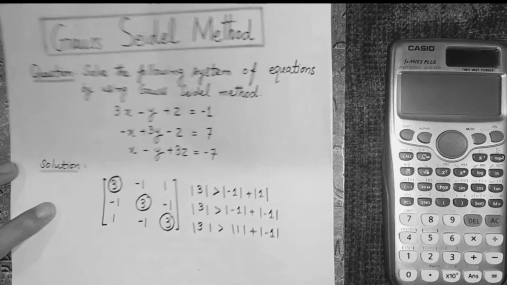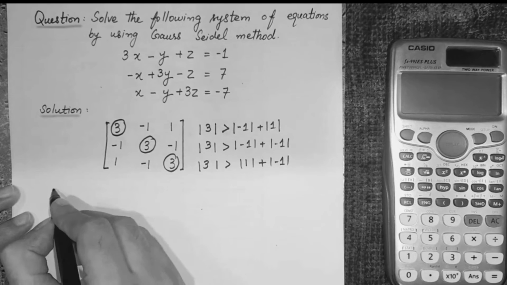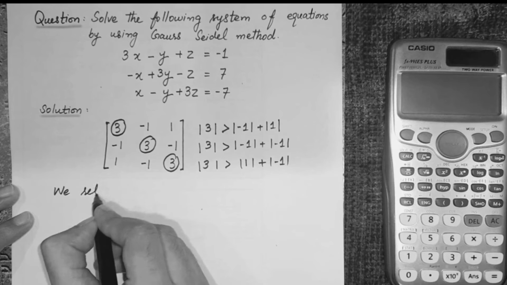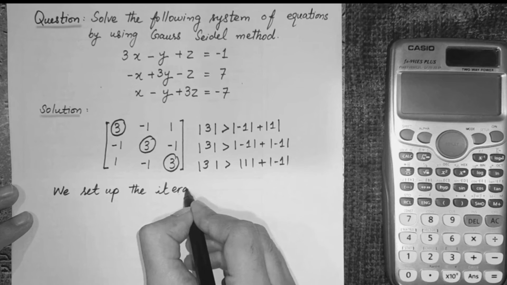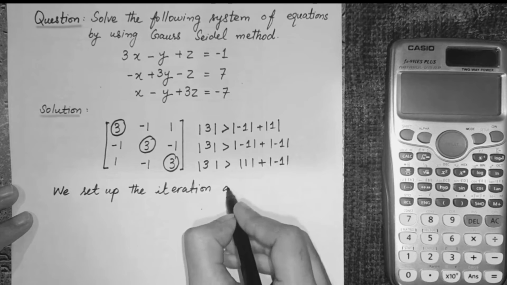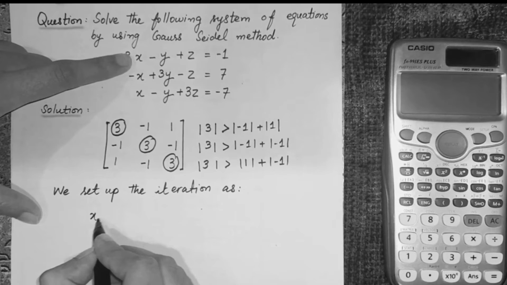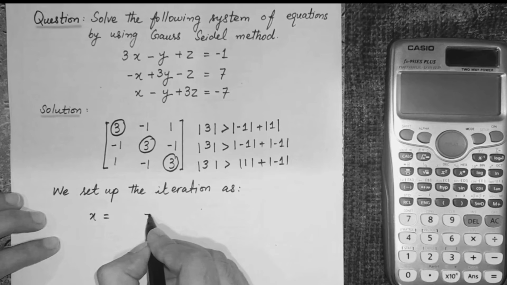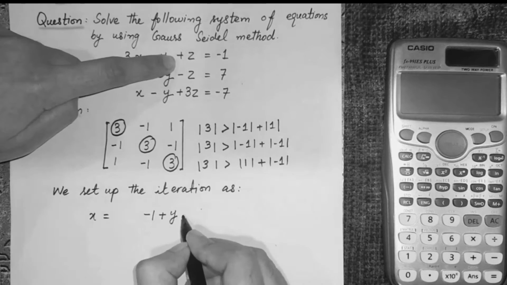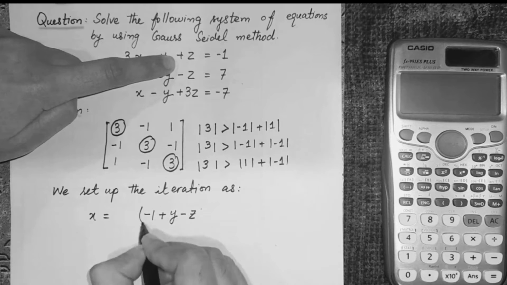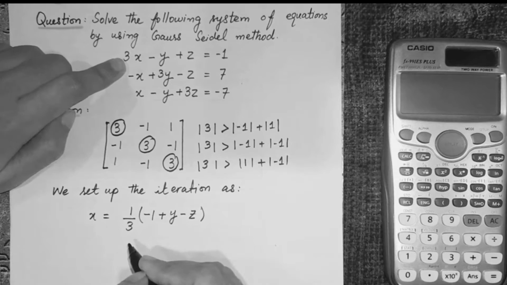Now the solution starts. We set up the iteration. We have to write the equation first for x in terms of the rest, which is negative of y on the other side, it becomes positive y, positive z becomes negative z. As the coefficient of x is 3, on the other side it will become 1 over 3.